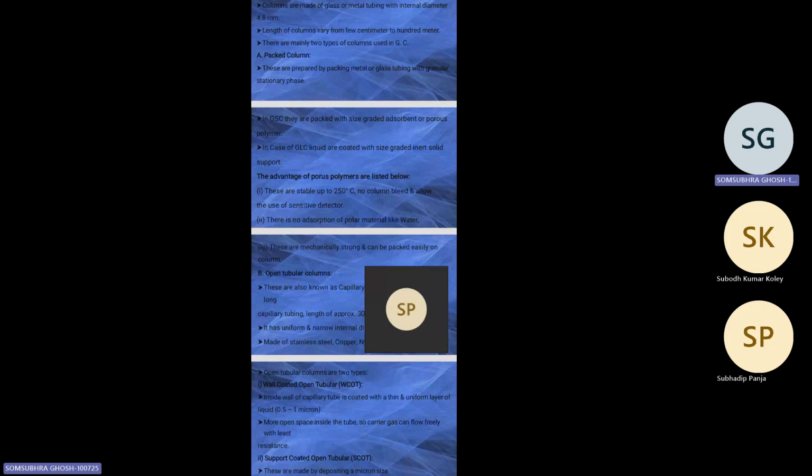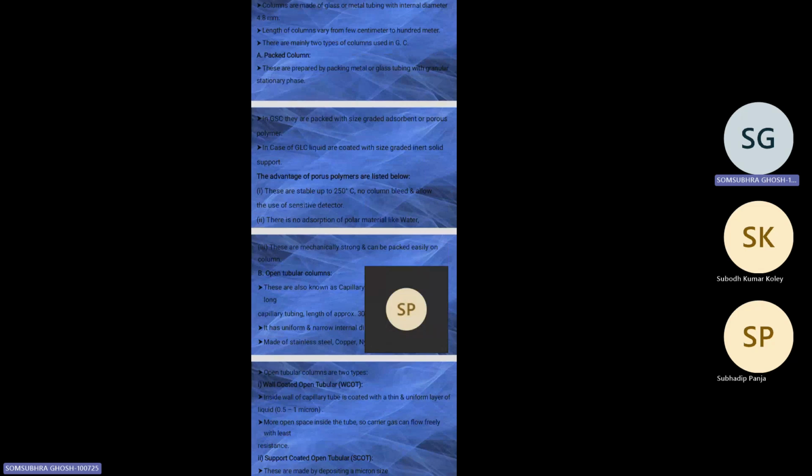So ultimately the inner wall of the column is coated with the liquid stationary phase, and a large hollow portion will be there where the carrier gas can move very freely. So the interaction happens, and that's why these open tubular columns are very popular nowadays.